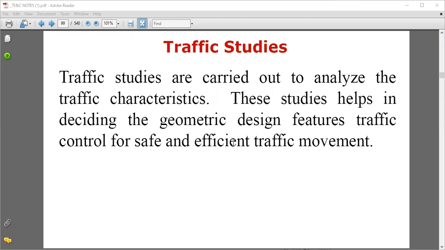So for those purposes we have to do the traffic studies, and after getting the traffic count in the traffic study, we can analyze and interpret the traffic volume. For that purpose we go for traffic studies, and there are different methods and instruments for measuring the vehicles which are moving on the roads. Okay, so we'll see them later one by one.